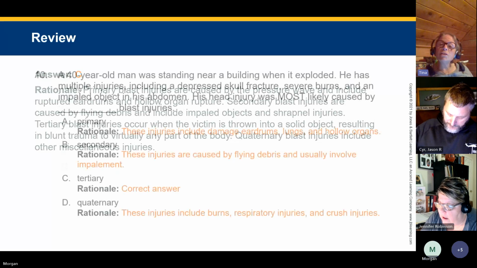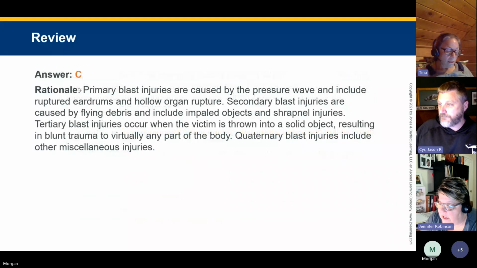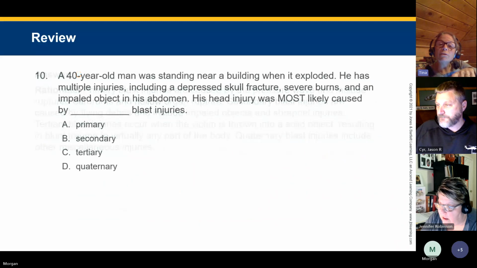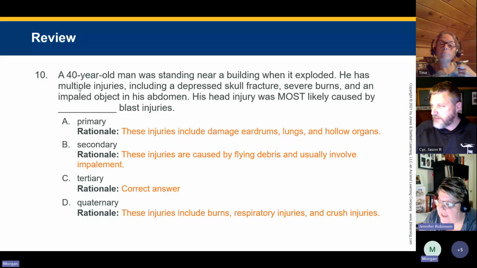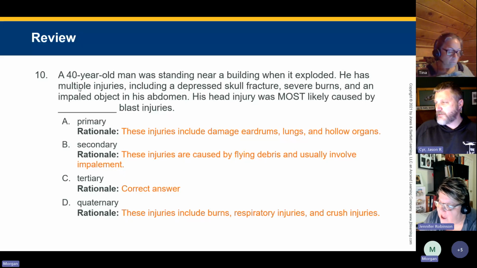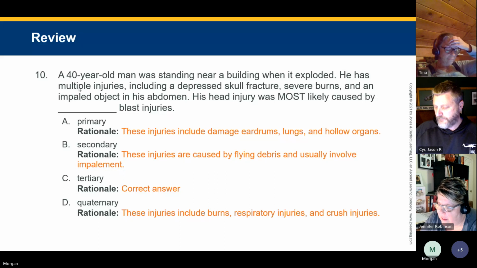But what's the answer? Because it just said that secondary injuries are caused by flying debris, including impaled objects, and they had an impaled object in his abdomen. But they were talking about the head though, right? They asked about his head injury. His head injury was most likely caused by. Oh, yes. Okay, so it is C. Yeah. Okay, all right. Cool.